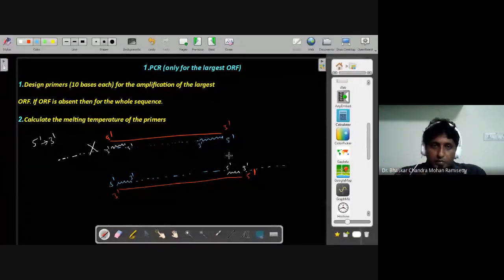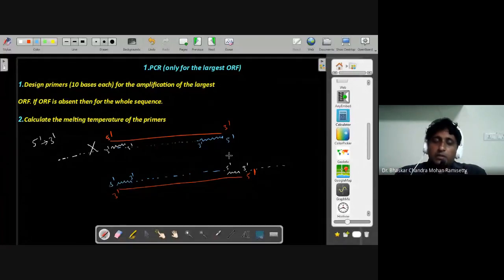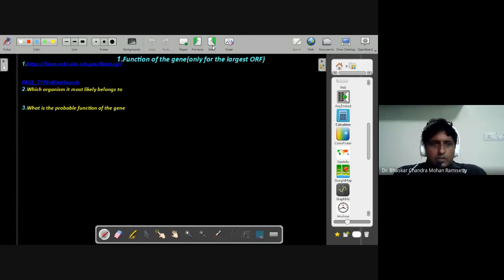Okay, do it for 1 or 2 open reading frames, the largest open reading frames. If you don't have it, do it for the whole sequence. And calculate the melting temperature. You can find the formulas for it. Okay, I will stop with this.